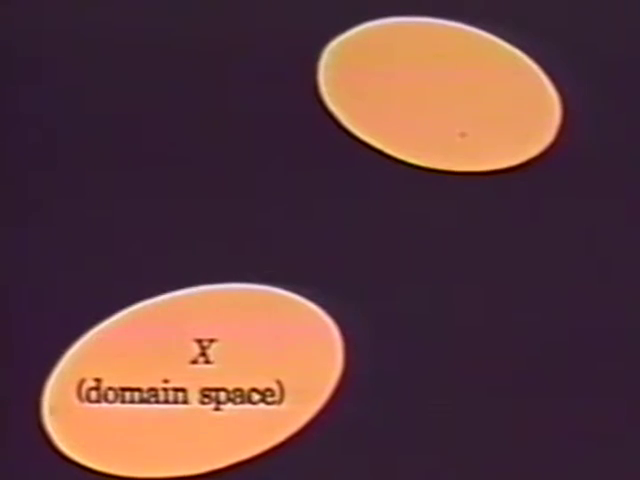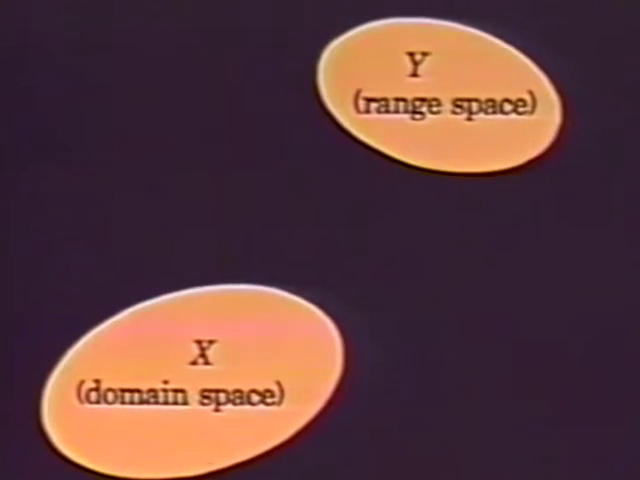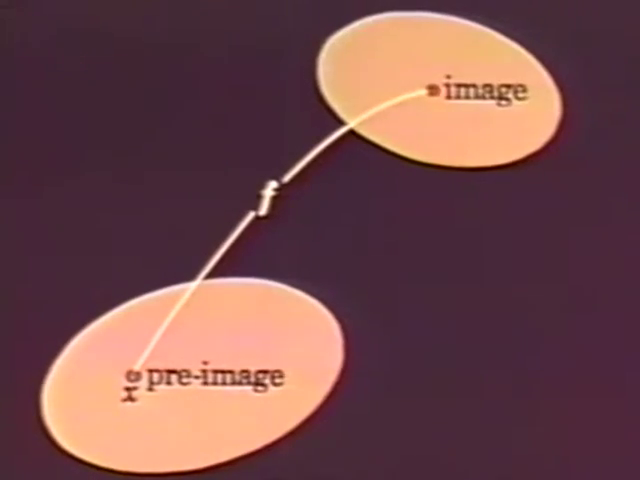Consider two sets, capital X, which we'll call the domain space, and capital Y, the range space. We may think of a function, f, as mapping any given point or pre-image, x, into its unique image, y, in the range. Then we write y equals f of x and say that x is mapped into f of x.